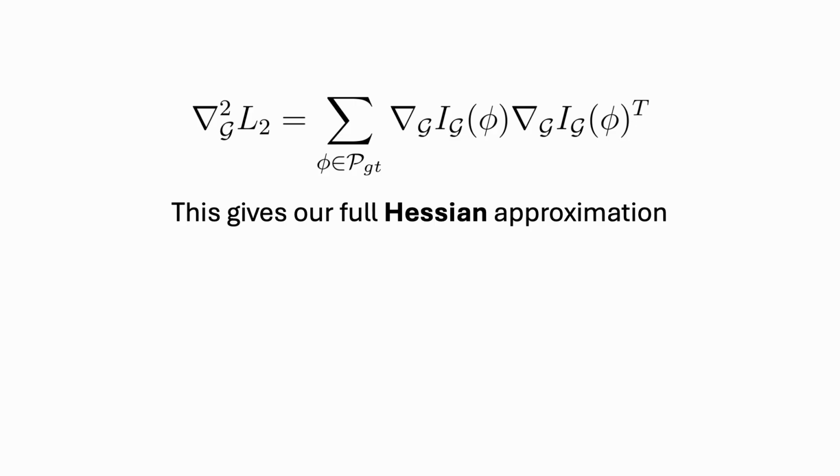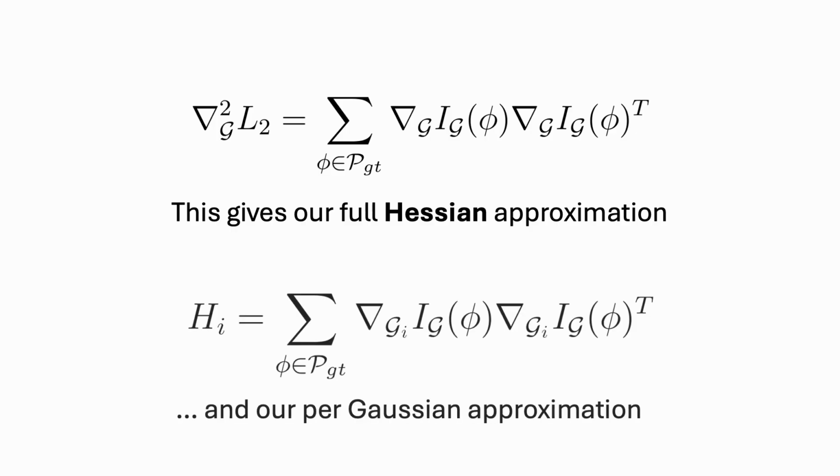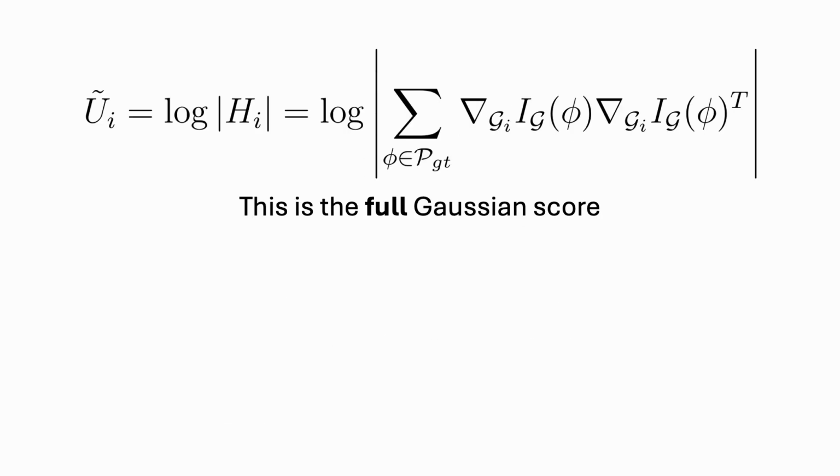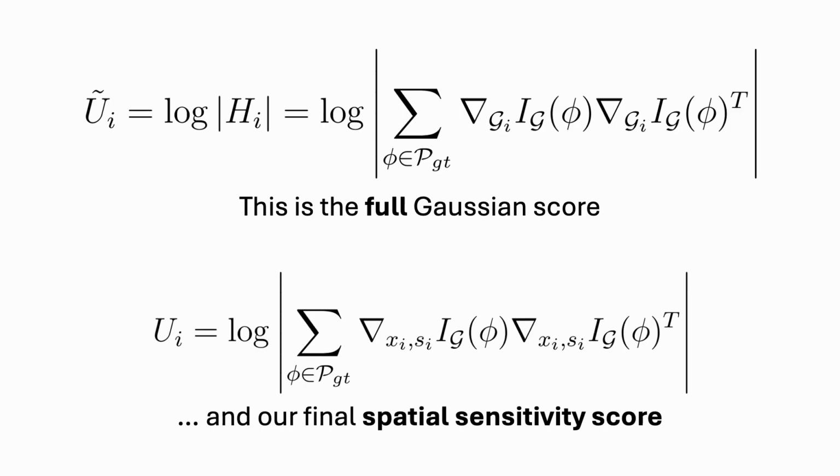This gives us a full Hessian approximation of the scene, but what we'd like is an estimate per Gaussian. Luckily, we can simply change the gradient to be with respect to a specific Gaussian's parameters. This per Gaussian Hessian measures the sensitivity of the error to the particular Gaussian GI, holding all of the Gaussian parameters constant. Taking the log determinant gives a numerically stable per Gaussian score. However, this per Gaussian Hessian is still quite large. We found that restricting it to the Gaussian mean and scale parameters is sufficient for an effective score.